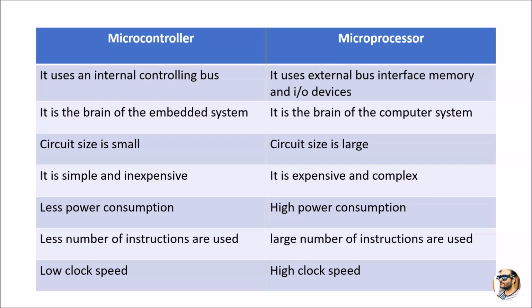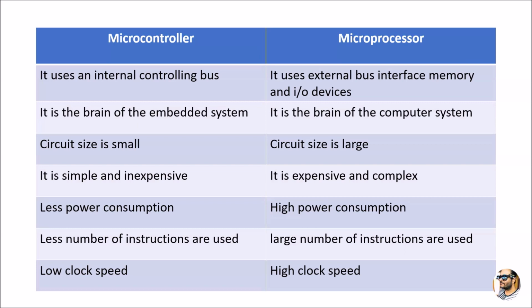Coming to the microcontroller, the circuit size is very, very small. And coming to the microprocessor, the circuit size compared to the microcontroller is large. The microcontroller is very simple and very cheap. And the microprocessor is somewhat expensive and also complex. The microcontroller consumes very little power, and the microprocessor consumes very high power.